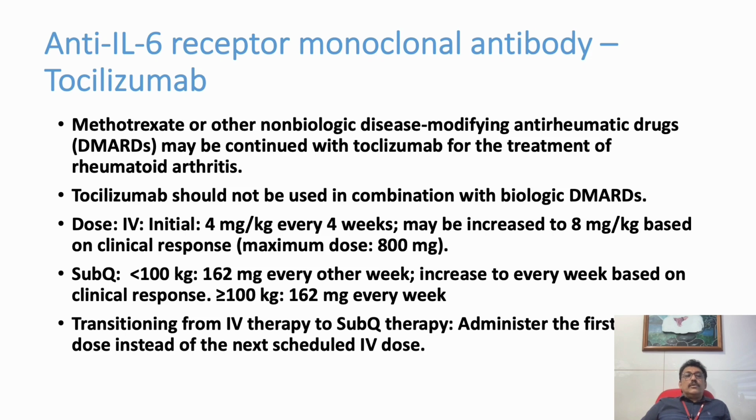Anti-interleukin-6 receptor monoclonal antibody, that is tocilizumab. So that can also be given in patients who have rheumatoid arthritis if they are not responding to routine treatment and routine DMARDs or routine biological DMARDs. Initial dose is 4 milligram per kg IV every 4th hourly, may be increased to 8 milligram per kg based on clinical response. So these are the commonly used drugs.